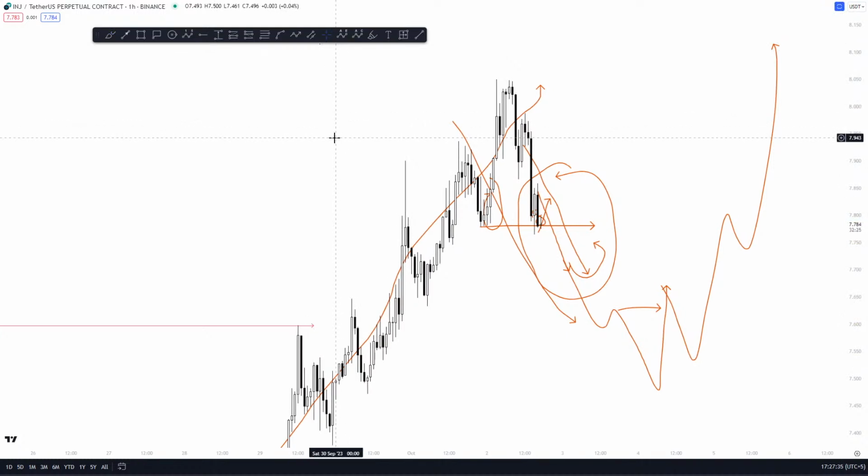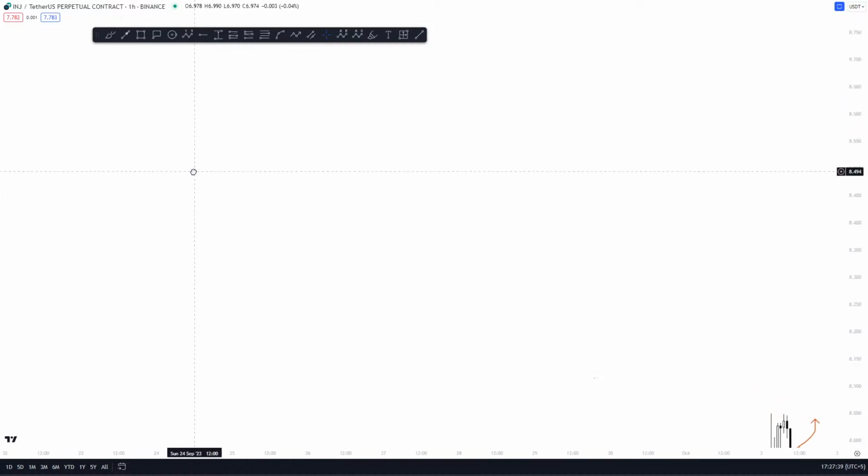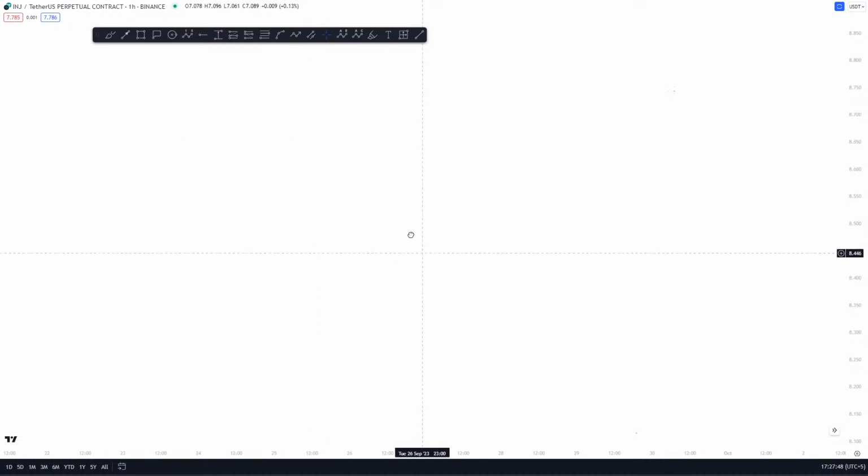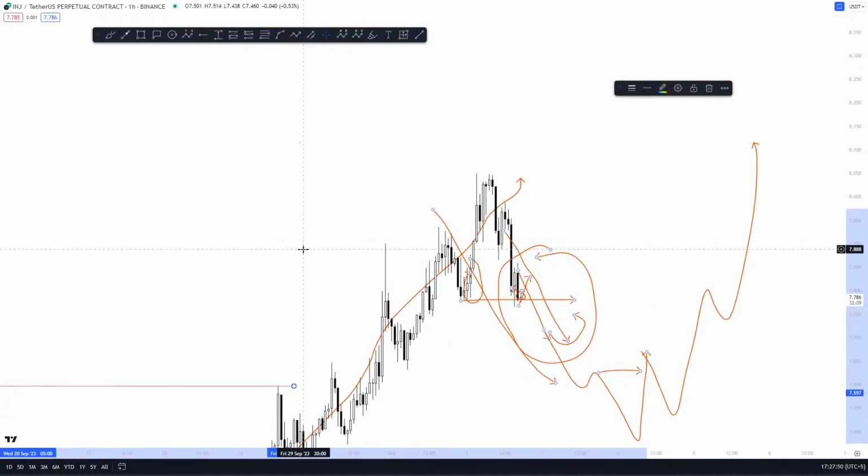Okay, how to mark a valid low and high. I already taught you guys in the first 10 to 15 minutes how to mark a valid low and high. You can check it out again when the webinar is dropped.